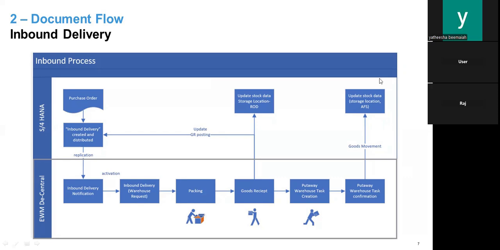So that means the stock is available for sale: selling to an external customer, issuing to another plant, or issuing to production.